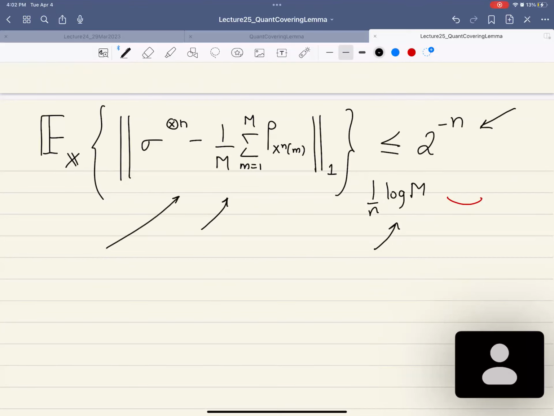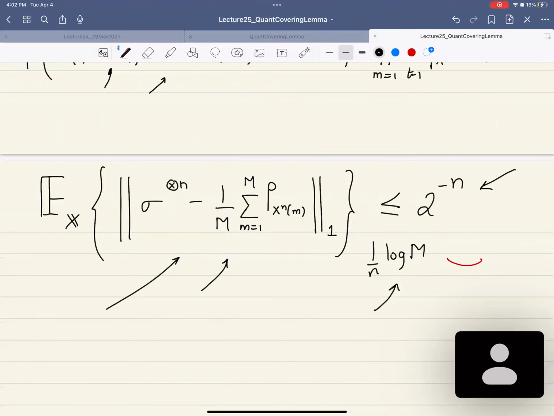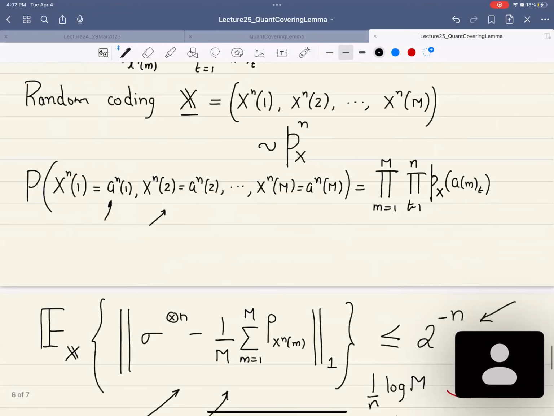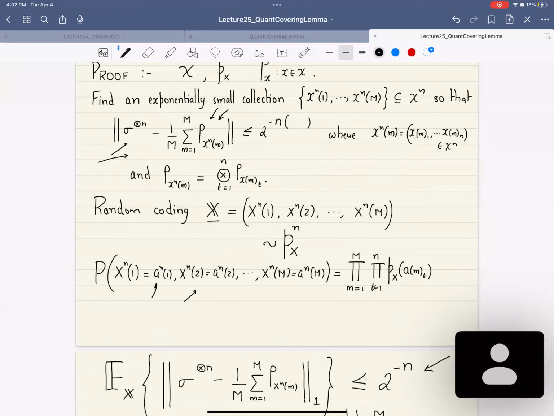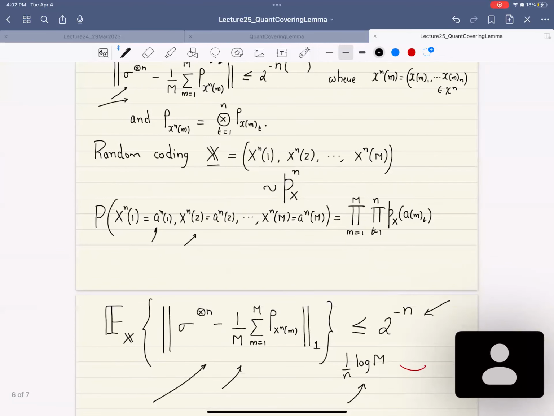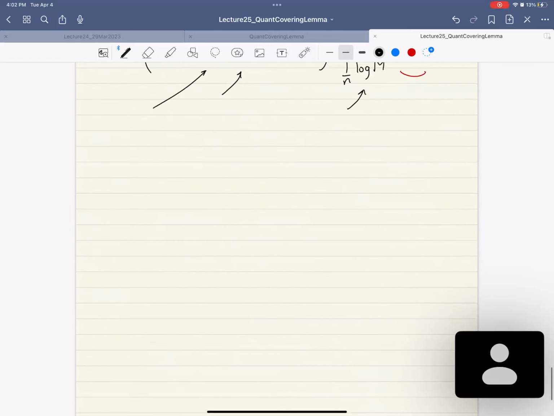Any questions, doubts, remarks, or comments, or something's not clear? So just one question. Yeah. So previously you talked about recovering x uniquely given the y. So how is that connected to this distance between sigma tensor n and that thing being small? Like they are not related, right? Yeah. No, it's a good question.